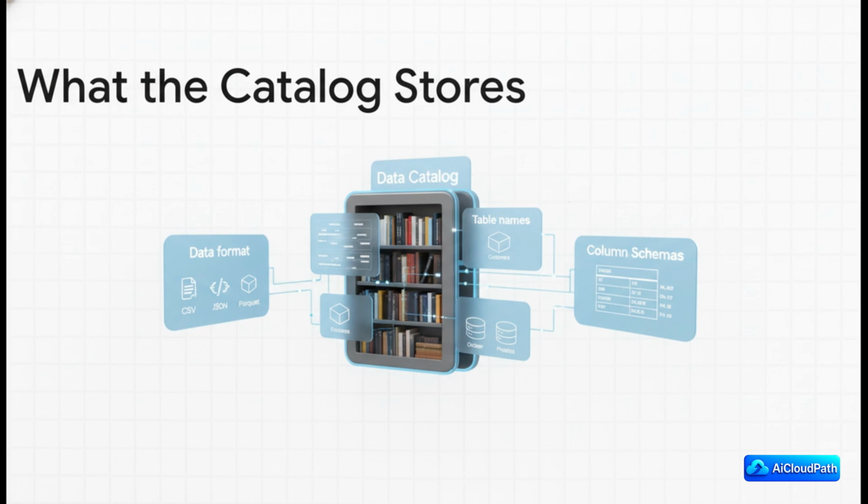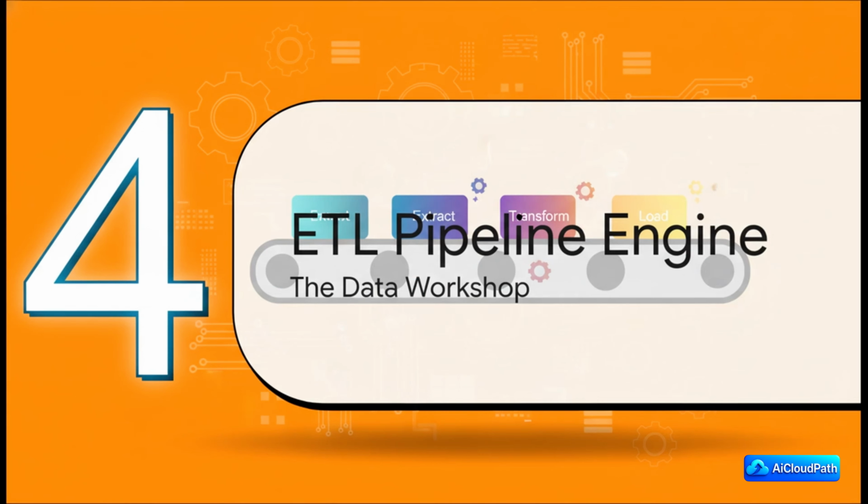This catalog pretty much becomes your single source of truth for data. It's this central place that knows the location of your data, what the tables are called, what the column schemas look like, and the file formats. So now, any other AWS service, say an analytics tool, can just look up the data's blueprint right here in the catalog.